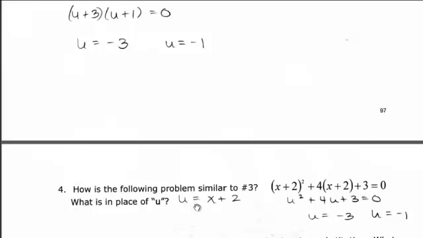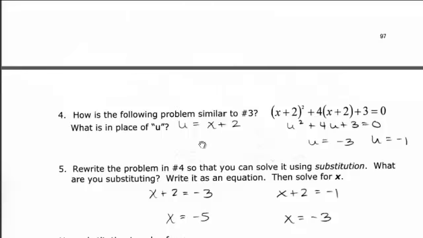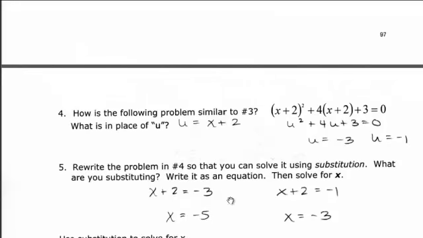So we have to go back and say, okay, if u is equal to x plus 2 and u is equal to -3, then x plus 2 equals -3. And then likewise, x plus 2 would also equal -1. And then you can solve for x.